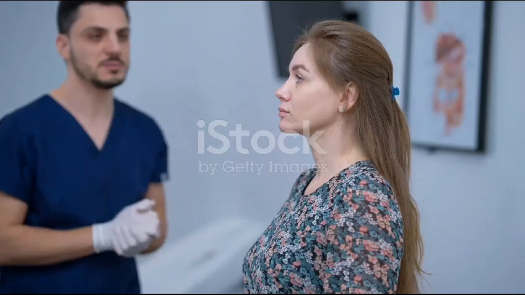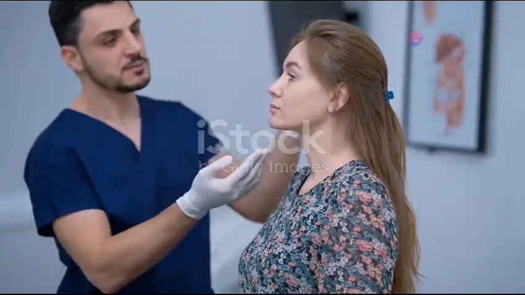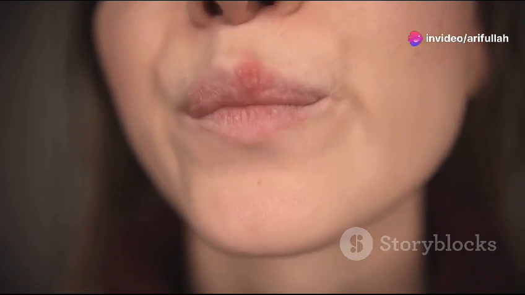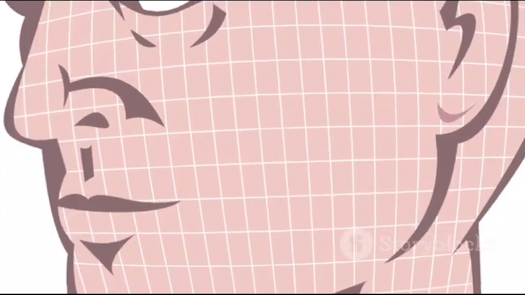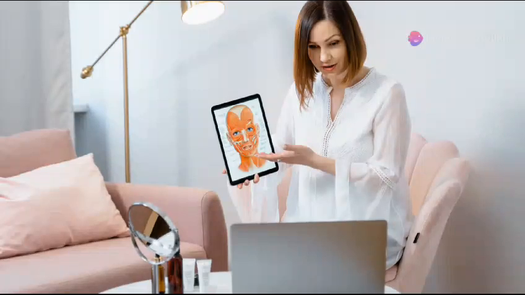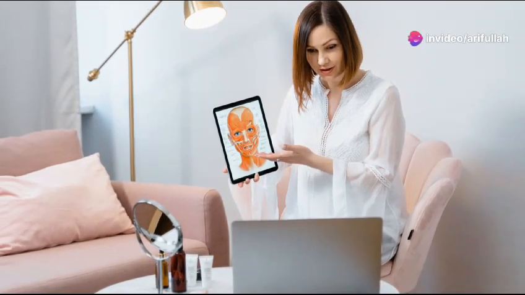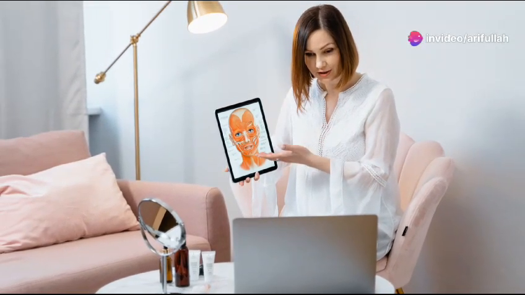The face, with its myriad of expressions, also serves as a canvas for our health. Observing the face involves more than just a cursory glance. It requires a systematic approach to detect subtle signs that might otherwise go unnoticed. We begin by assessing symmetry, a fundamental aspect of facial anatomy. Is one side of the face drooping? Are the eyebrows symmetrical? Any asymmetry could indicate nerve damage or underlying muscle weakness.